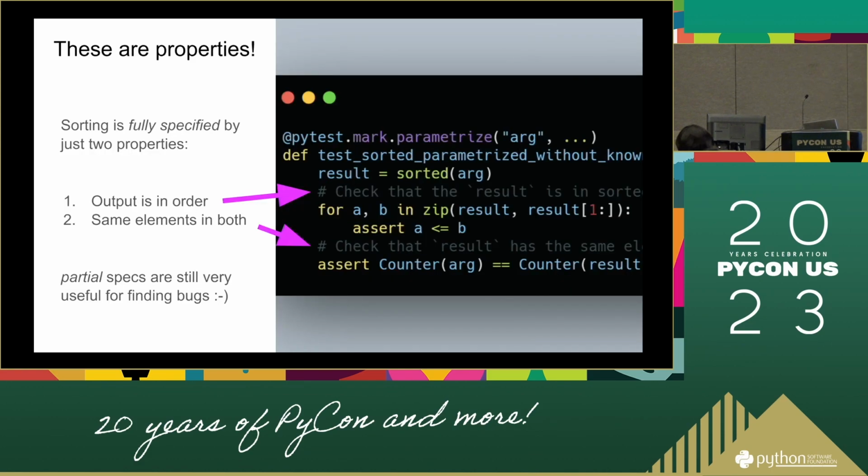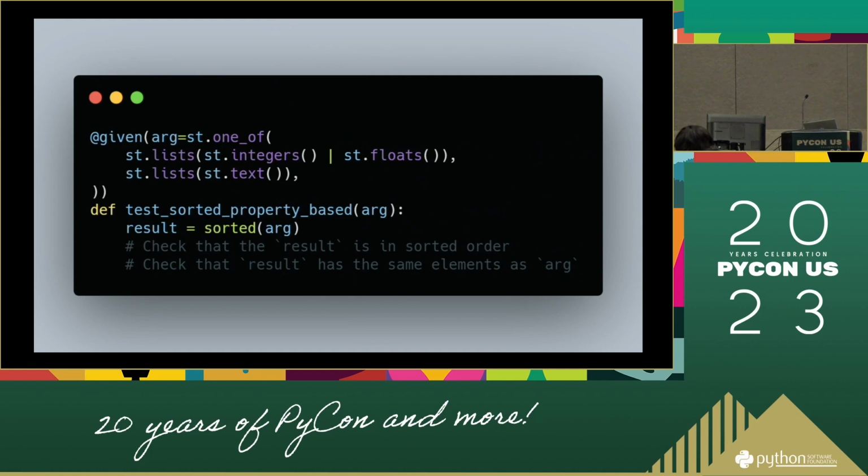So the generalization is, Hypothesis is a library to help you come up with the inputs to this kind of test, to discover the edge cases that you hadn't previously thought of. In this case, instead of writing out that list of integers and floats and strings, we can say that, given an argument which is one of either lists of some mixture of integers and floats, right? So it's okay to sort a list that combines integers and floats, but you can't combine integers and floats and strings. So we'll say it's a list of either numbers or of strings. And then we have the same checks.